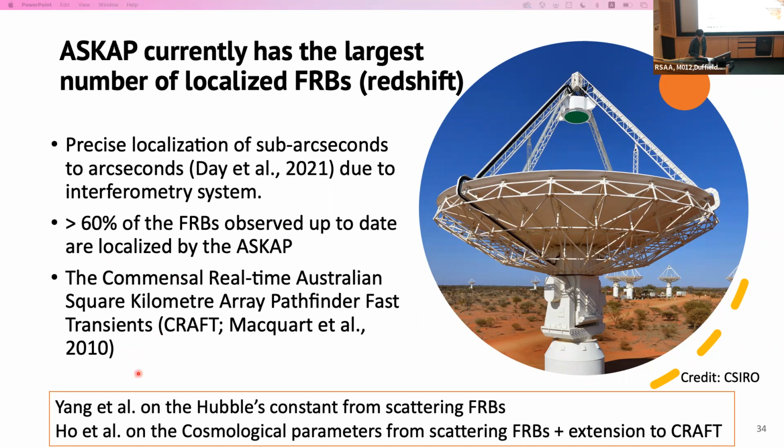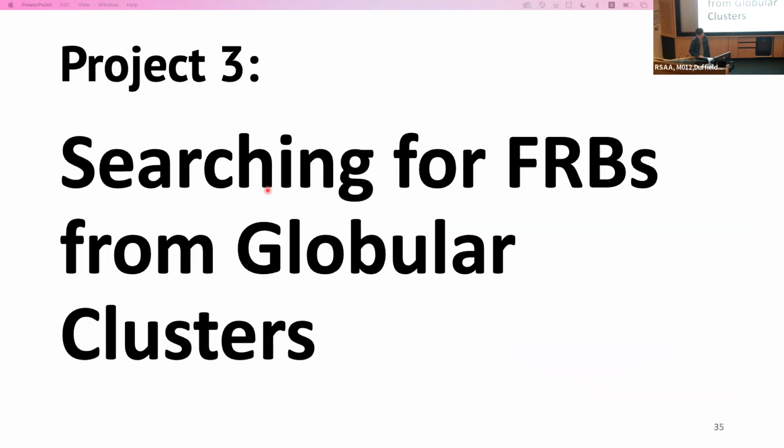In this project, Yan et al., one of my collaborators, is trying to constrain the Hubble's constant from scattering of FRBs, and I am trying to do cosmological parameters using this Hubble's constant and also scattering. In the future, I can extend it to CRAFT, which is a project on ASKAP. They are trying to detect about one FRB per month. If we get a larger number of localized FRBs, we can get a more accurate Hubble's constant. That's project 2.